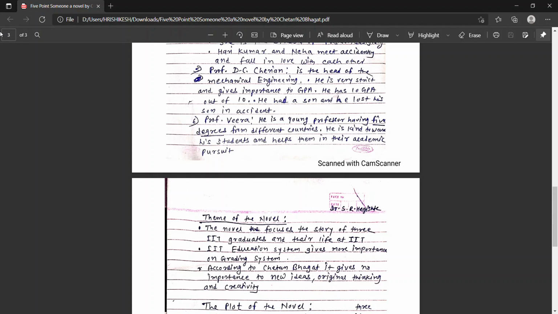So, what happens according to Chetan Bhagat? We have to give importance to innovative ideas, original thinking, and creativity. क्रिएटिव्हिटी नवनिर्मिती नवीन निर्मिती करणे इनोव्हेटिव्ह इनोव्हेशन म्हणजे काय नवनिर्मिती. तर अशा प्रकारे ह्या शिक्षण पद्धतीवर याच्यामध्ये ह्या कादंबरीत कॉमेंट केलेले आहे चेतन भगत यांनी.